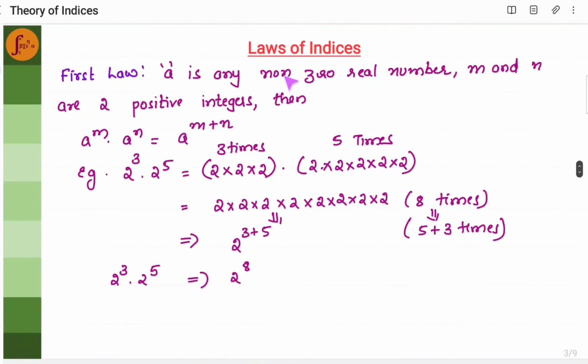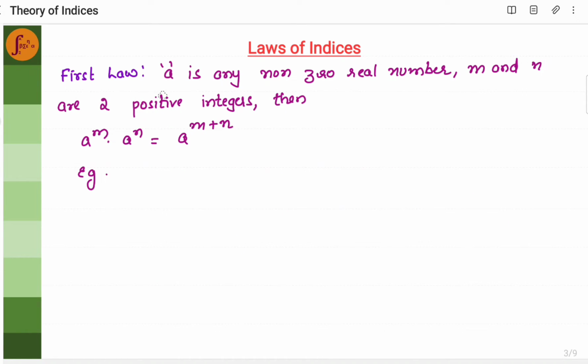Now there are a few laws for all these indices. Simple laws, right? The first law states that if there are two positive integers, m and n, and a non-zero real number a, then a to the power m into a to the power n is a to the power m plus n. Basically, we add these powers, we add these indices. If you have something like this, you have to add the indices, which is m plus n.